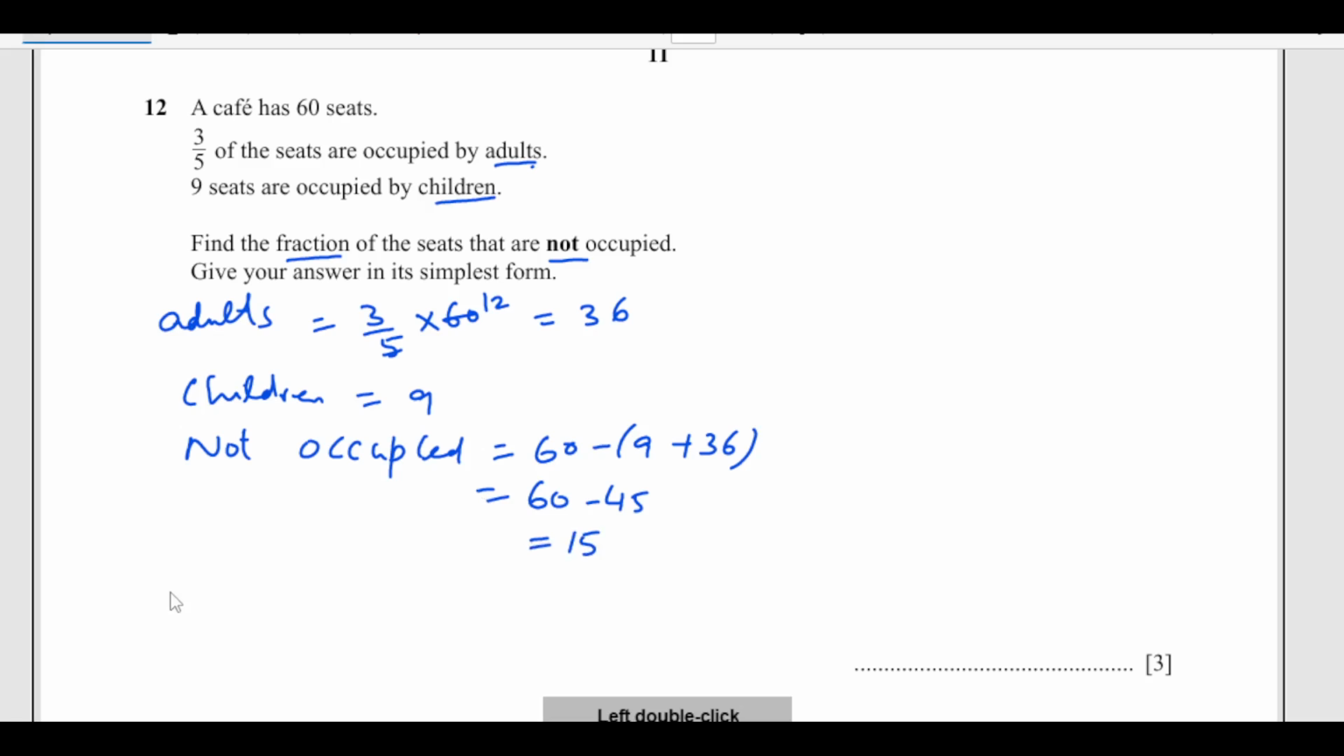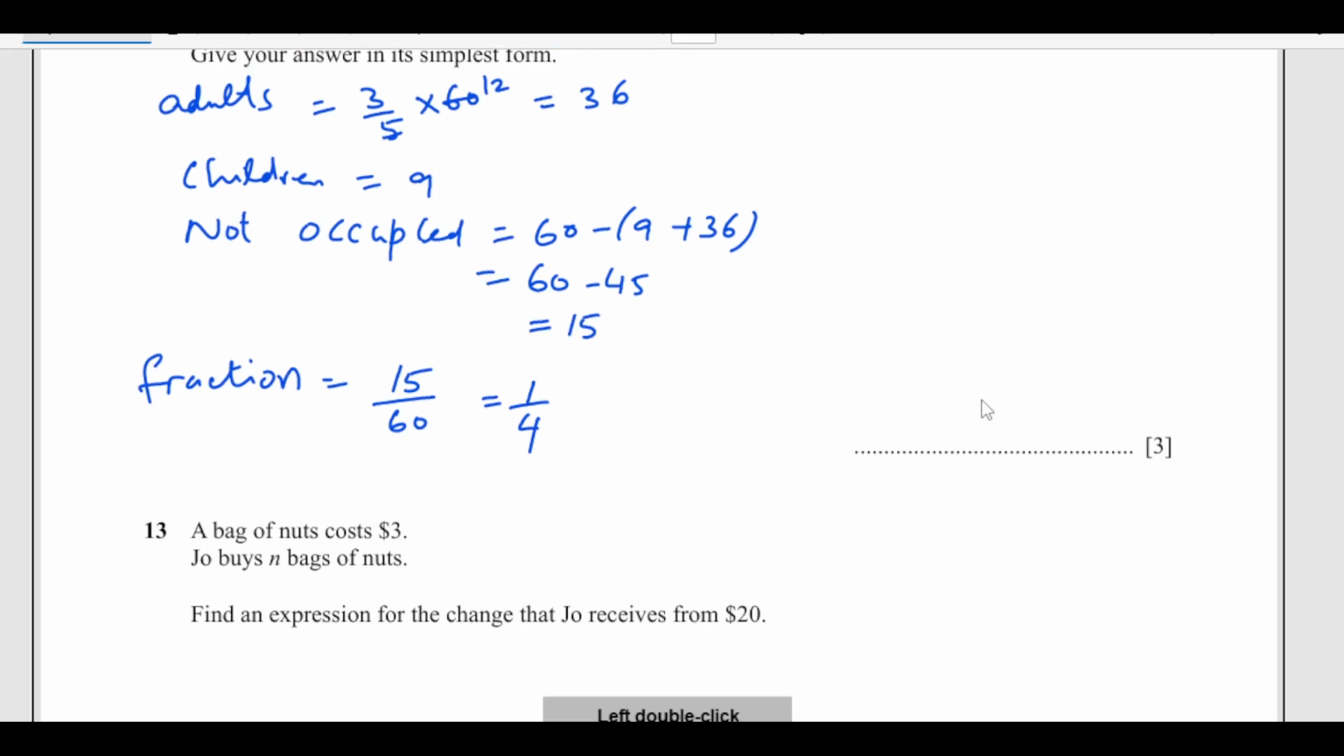Now we are looking for the fraction. Fraction of what? Let's reread the question. Find the fraction of seats which are not occupied. Not occupied are 15 out of 60, right? So this is 1/4. Don't convert this into decimal or something. He is asking us the fraction, so the answer must be in a fraction.